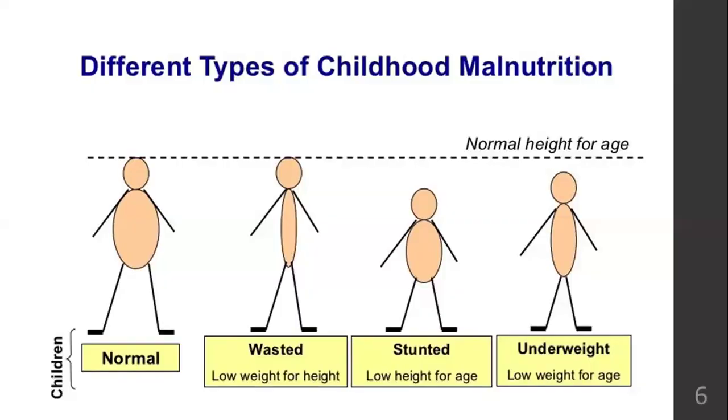So these are the different types of childhood malnutrition. A normal child is of a particular height and weight. A wasted child has the normal height, but they don't have the weight. They are severely underweight. A stunted child is slightly lighter. Their weight is okay with respect to their height, but their height is not okay at all with respect to their age. Okay, they don't have the height of a normal age.